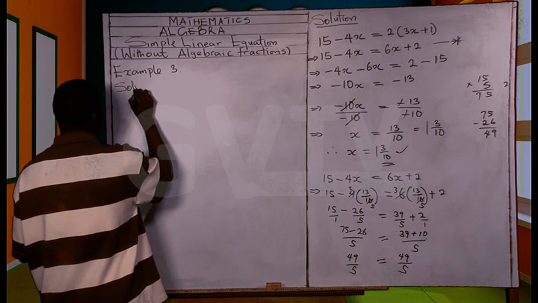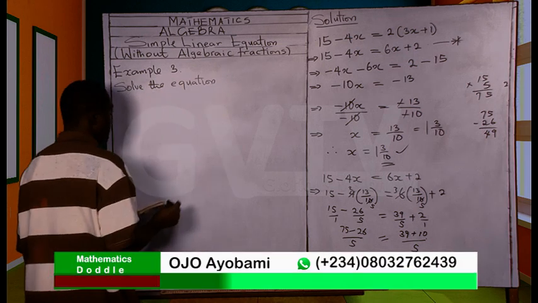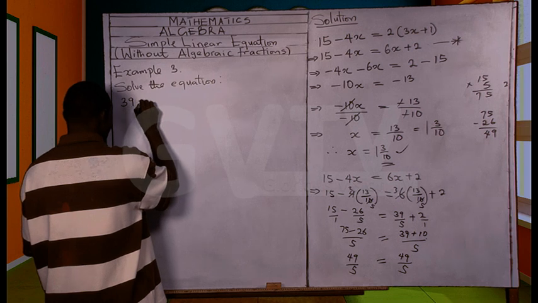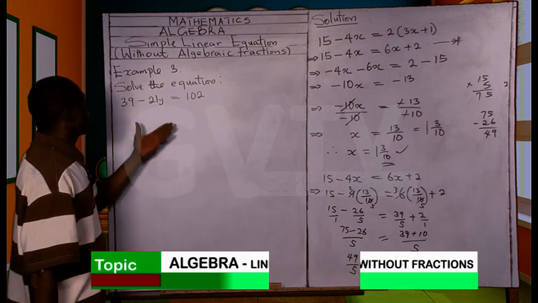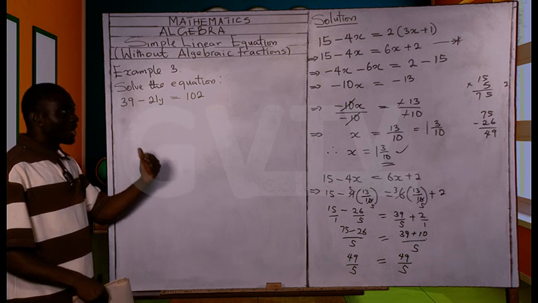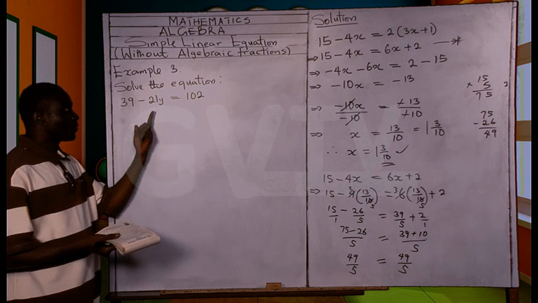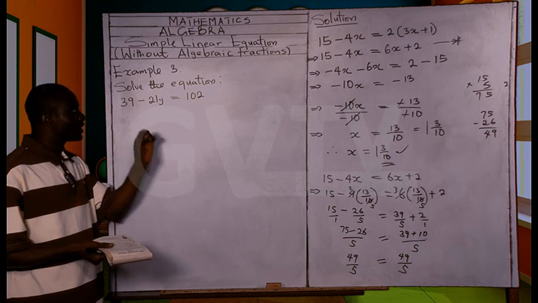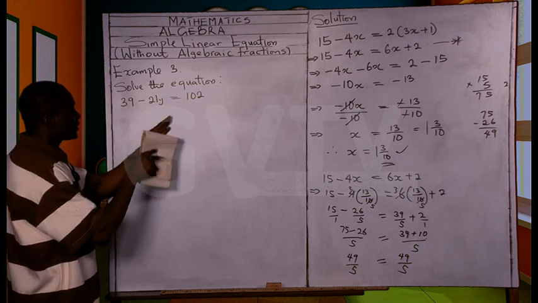Solve the equation 39 minus 21y equals 102. This is another equation we are given. We are asked to solve it. That is, we are asked to find the value of the unknown we have in the equation. What is the unknown we have? y is the unknown value we are looking for. This y is standing for a certain value that will make this equation make sense, that will make this to be equal to 102.